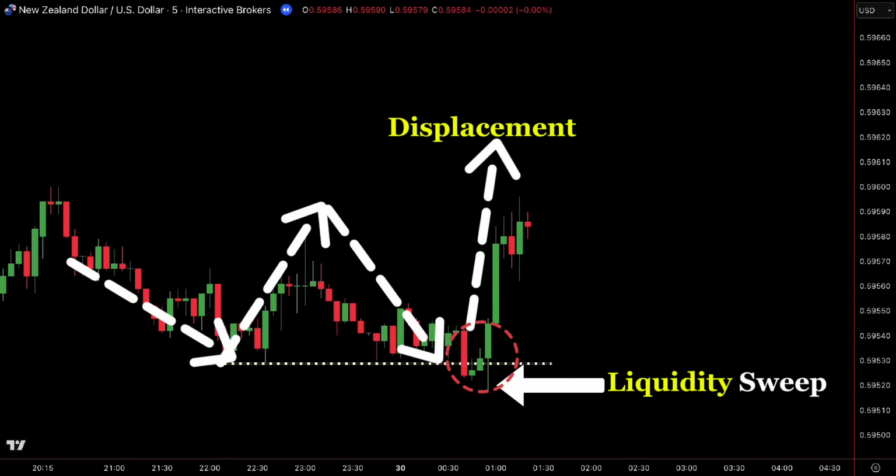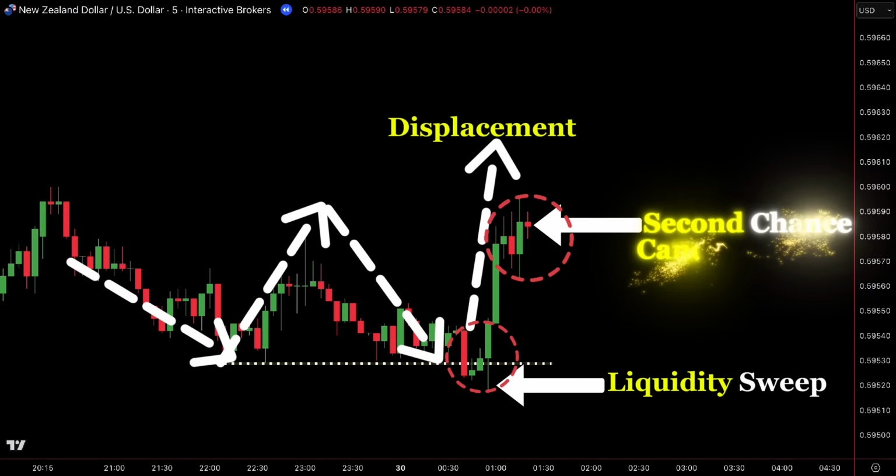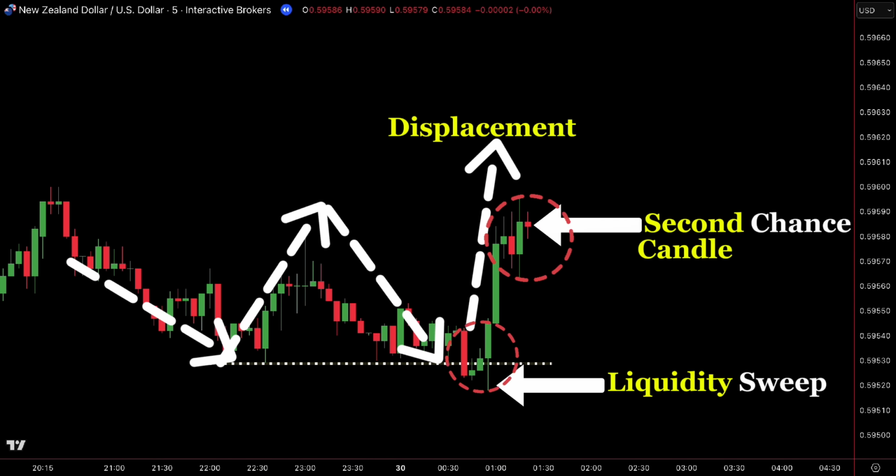If you missed that first entry, no problem. Wait for the market to give you a second chance, and here it is. A clear second chance candle forms. Now we have two powerful signals lining up. The liquidity sweep, telling us the trend might be changing. The strong displacement, confirming buyers are in control.